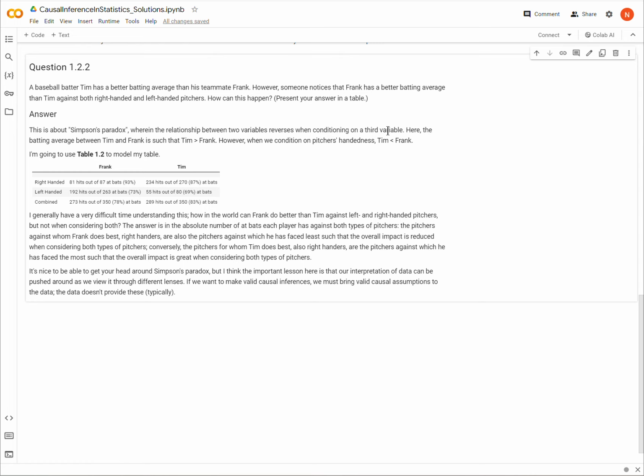So here what's going on is we have two variables, the batting average of Tim and Frank. And when we condition on the handedness of the pitcher, the relationship flips between Tim and Frank, right? Tim has a better batting average than Frank, but when we condition on the pitcher handedness, then that relationship reverses. Now Frank is doing better than Tim against both of the types of pitchers.